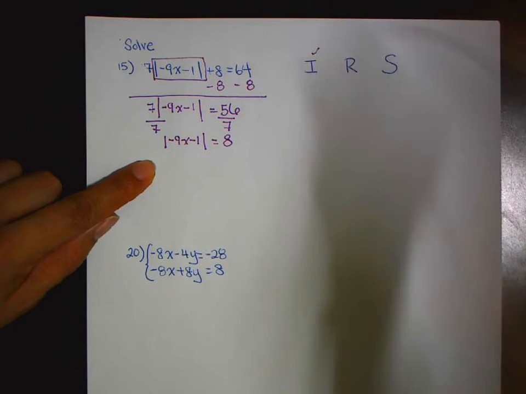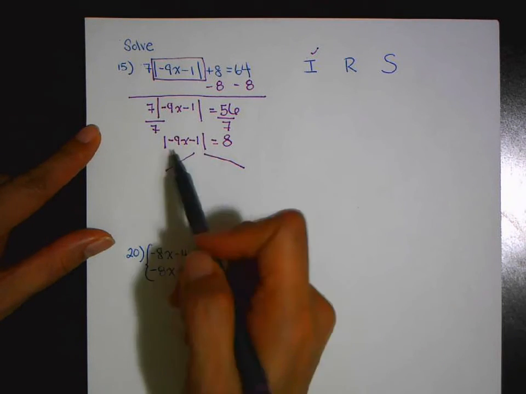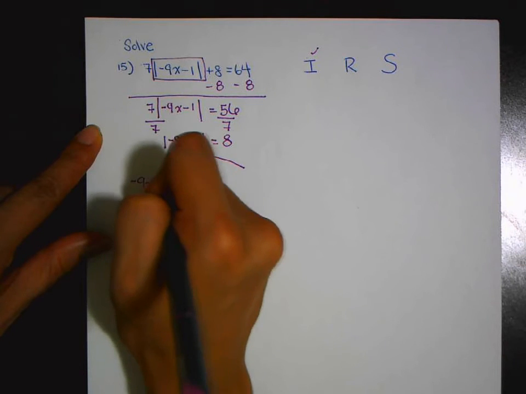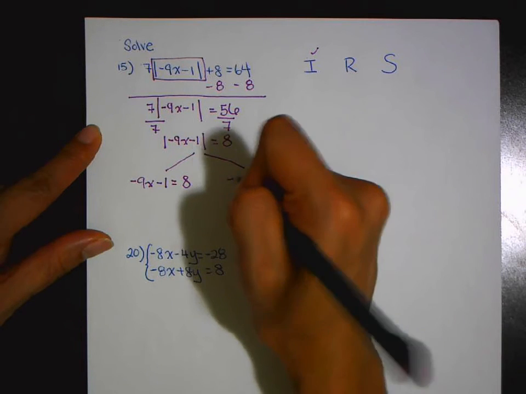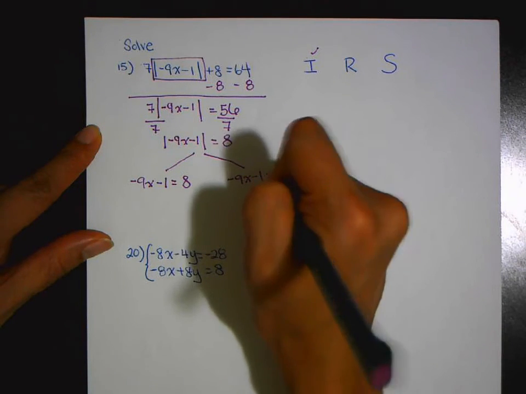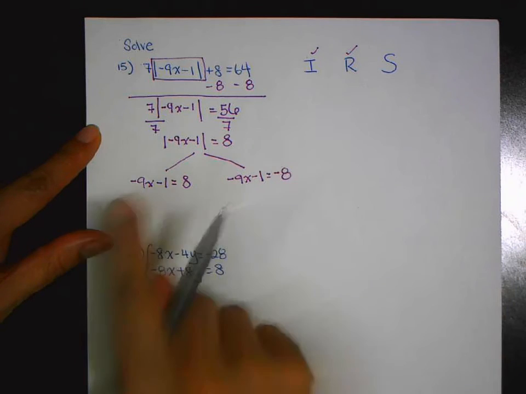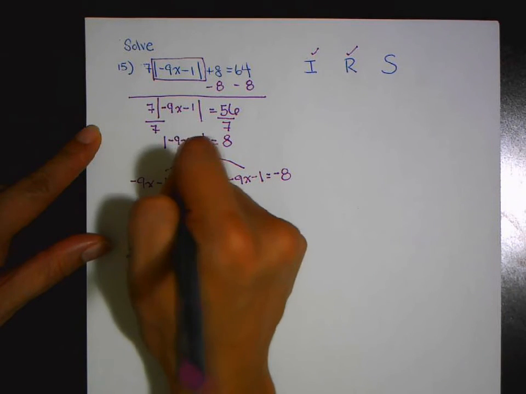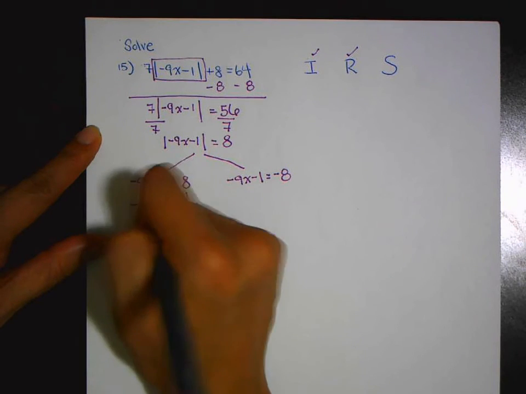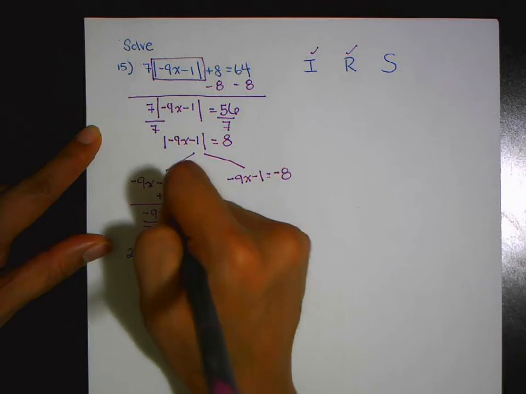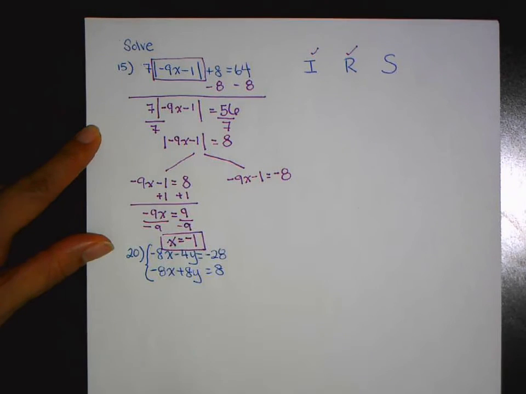I is done. I'm going to rewrite it into 2 equations. That's when I take it out of the absolute value. So I have negative 9x minus 1 equals positive 8. Out of the absolute value, negative 9x minus 1, this time is equal to negative 8. So I rewrote it. Done. The third thing I need to do is to solve. Plus 1 on both sides. Negative 9x equals 9. Divide by negative 9 on both sides. That gives me x equals negative 1 as one of my answers.